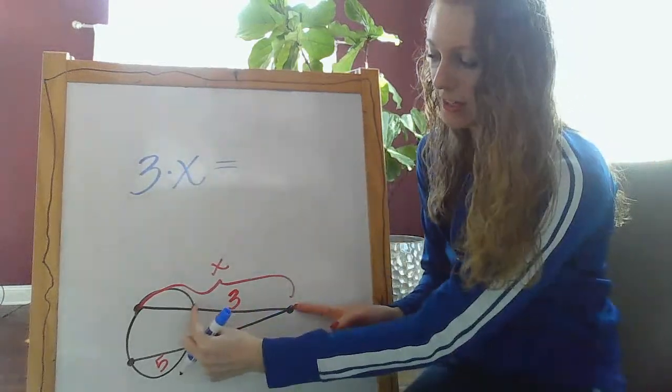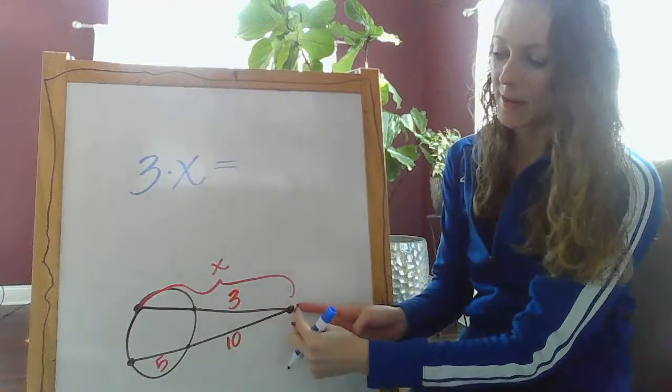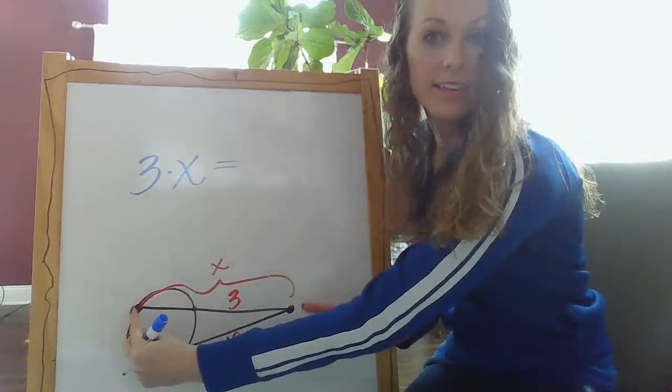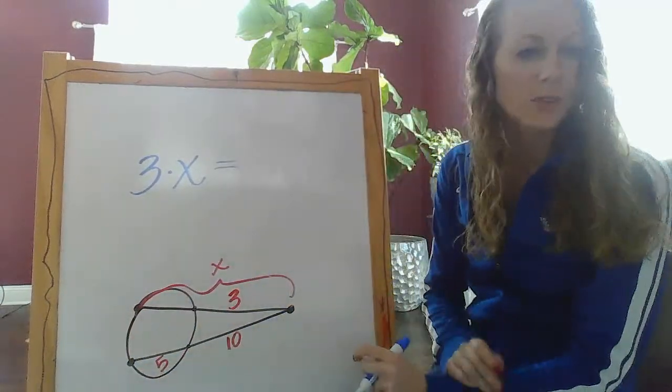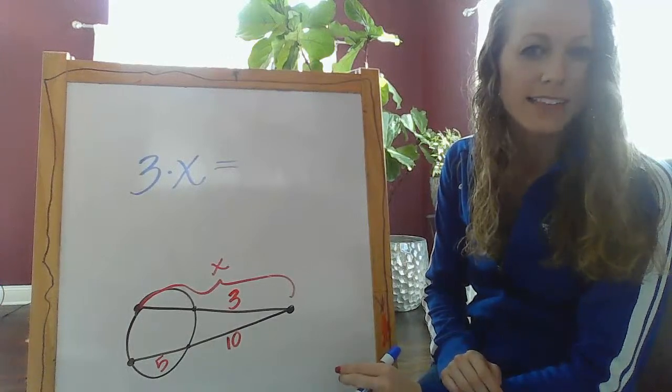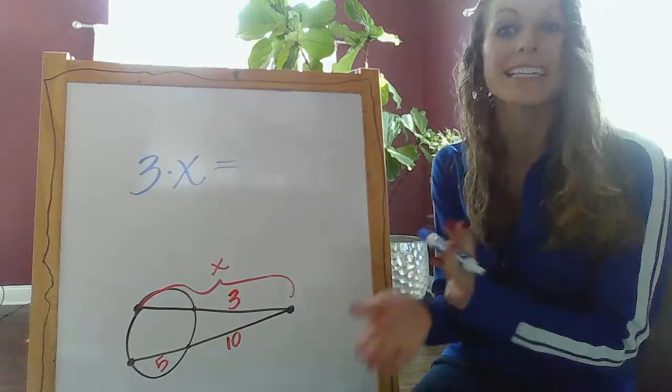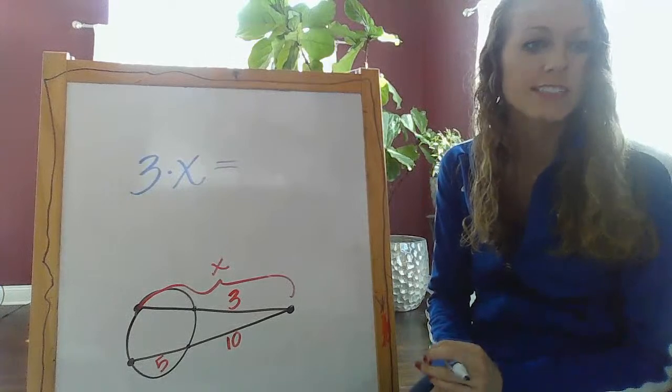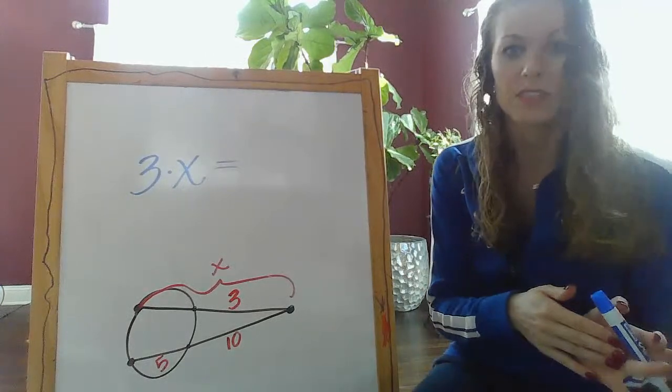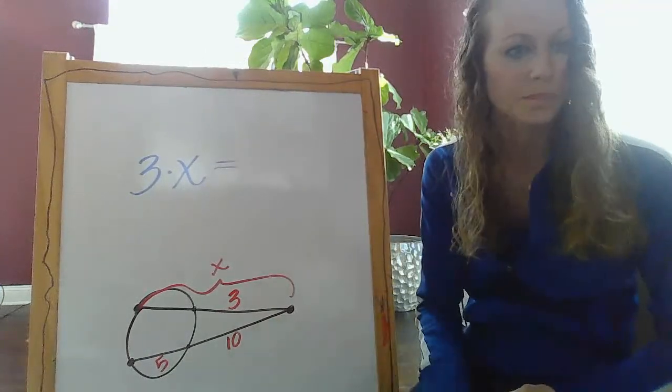So outside part times the whole length. So see how I don't have to do any adding or subtracting on this one? Because it's not outside times inside. It is just outside times the whole part.